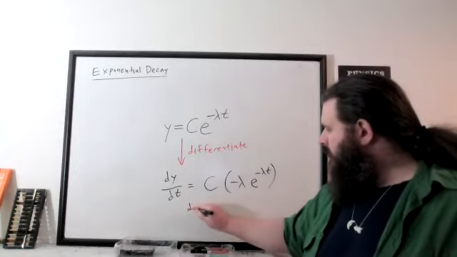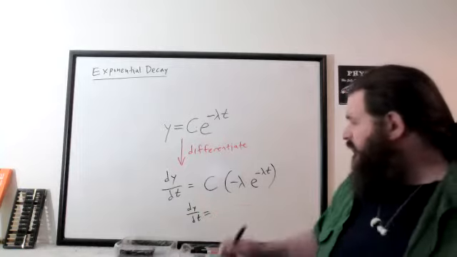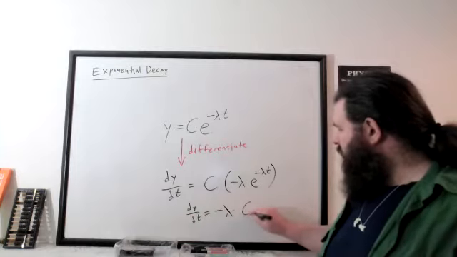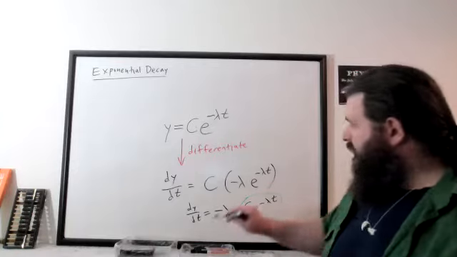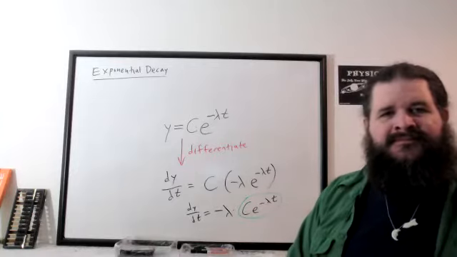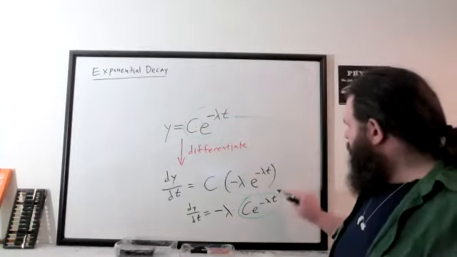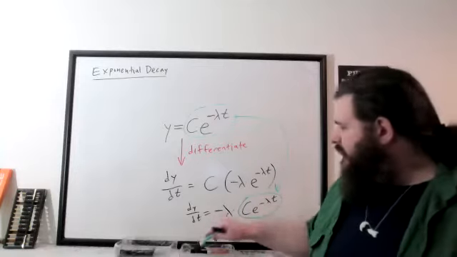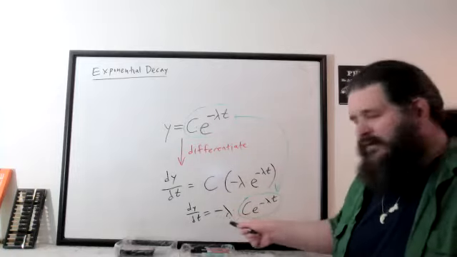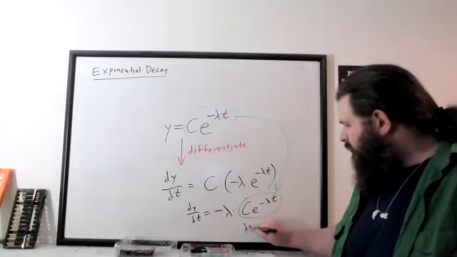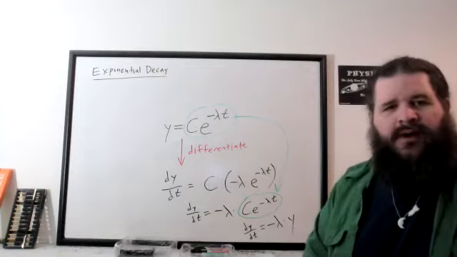And if we rearrange the order of multiplication a little bit, which we can do because multiplication is commutative and associative, negative lambda times c e to the negative lambda t. But what is c e to the negative lambda t? Yeah, that's our original function y. So the important part of the result here is that the derivative of this function is a constant, specifically negative lambda, times the original function. dy dt equals that constant times the original function y.